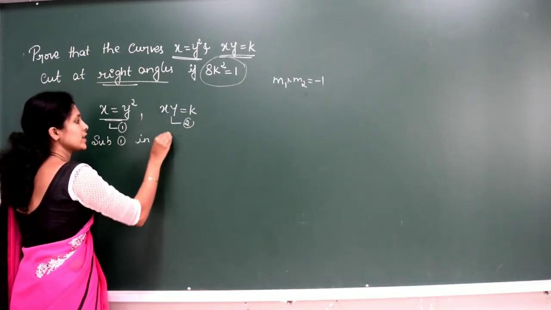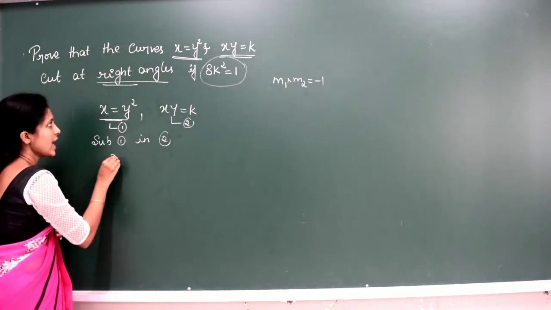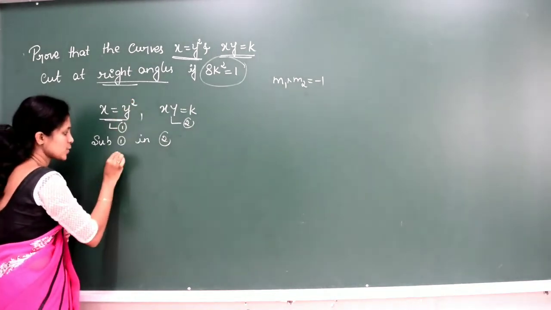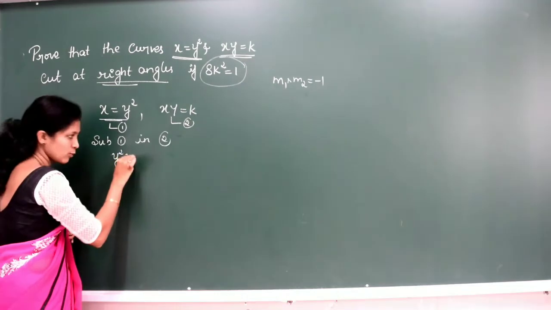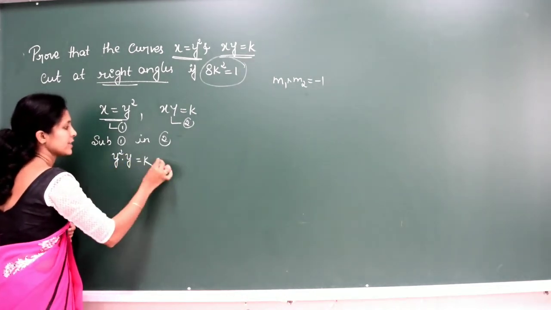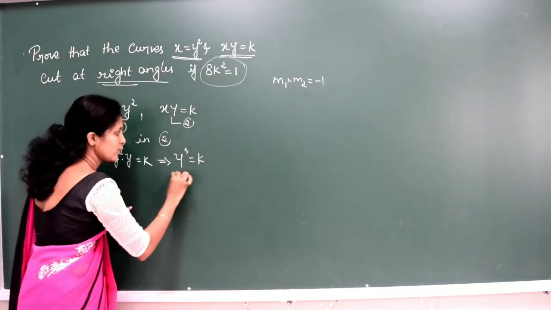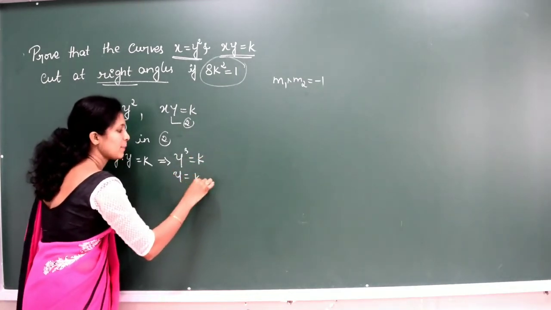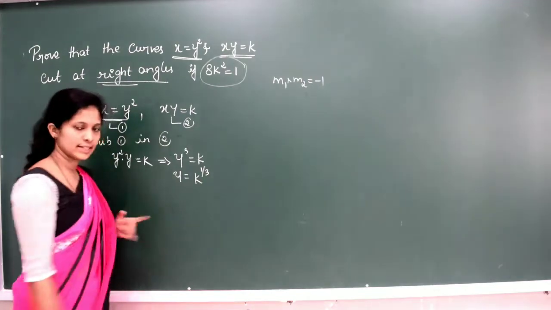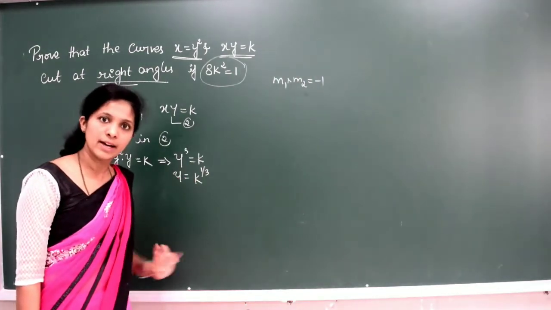By substituting 1 into 2, x is now y square, so we will substitute y square into xy is equal to k. That implies we can write y cube is equal to k. So the value of y will be equal to k to the power 1 by 3. Is it clear? The value of y is equal to k to the power 1 by 3.